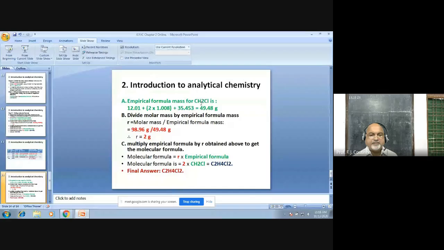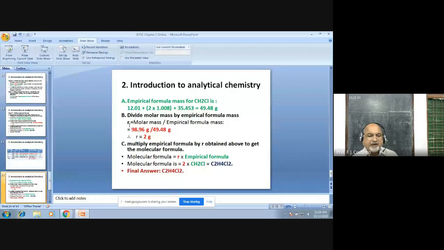Hydrogen, what is the atomic mass? 1.008 into how many hydrogens are there? 2. So 2 hydrogens, so I have to multiply this. And chlorine, 35.453. Only one chlorine, that's why only 35.453. If I total up this whole thing, I get 49.48 grams.